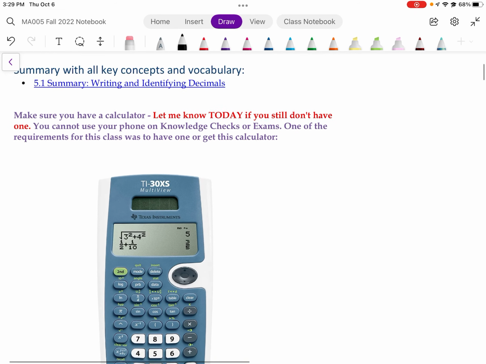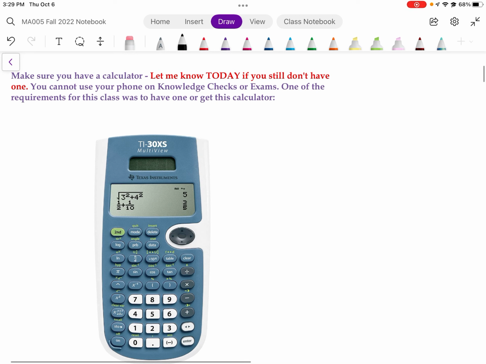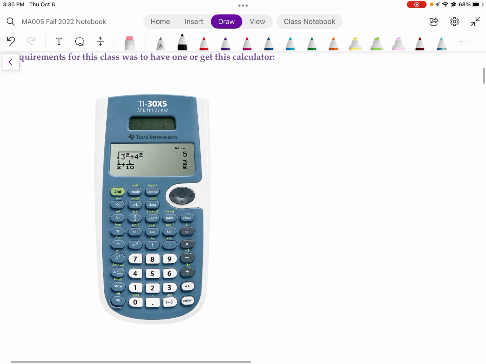All right, so make sure you have a calculator. You need a calculator for decimals. These are not things that you are expected to do in your head. Let me know immediately, please, if you still don't have one. I have a solution for you. You cannot use your phone on knowledge checks or exams for this class. So one of the requirements was to have one or get this calculator. If you already have one, I'm not asking you to get a second calculator. I will have some to borrow in class soon.